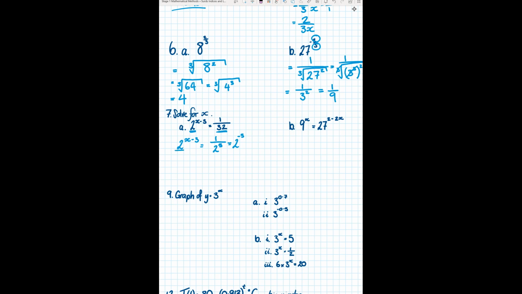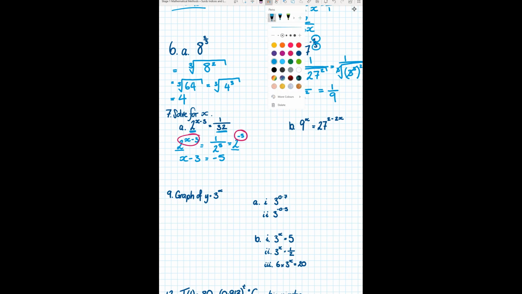And once we have them both at the same base numbers, now it is possible to equate the powers. So by equating the powers, we now have x minus 3 equals minus 5. And then we add 3 to both sides. So we solve it as x equals minus 2.